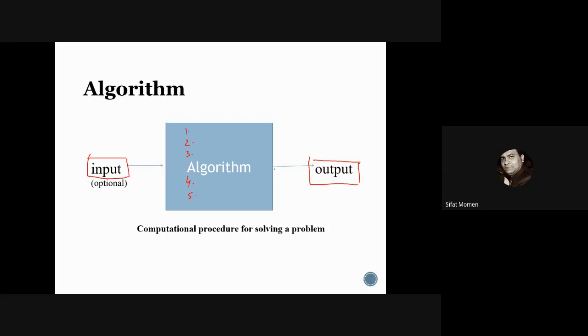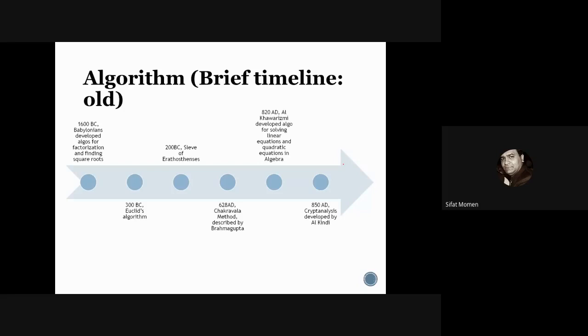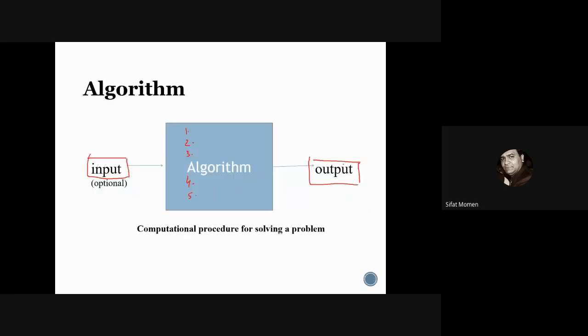But an algorithm must always produce or generate some sort of output. Is it clear, Nakina? Yes? Yes, sir. Okay? Right. Okay. So that's there. Now, any questions so far?